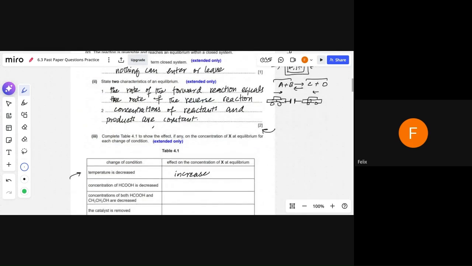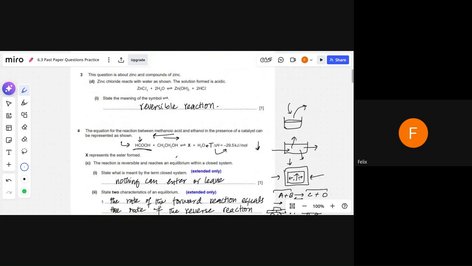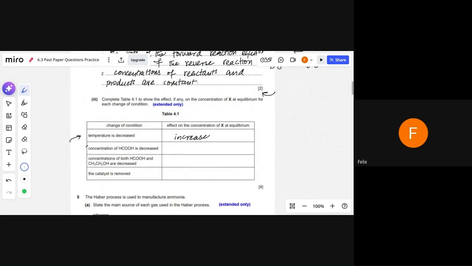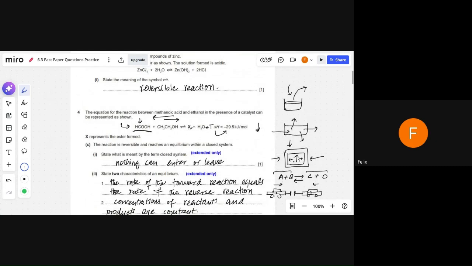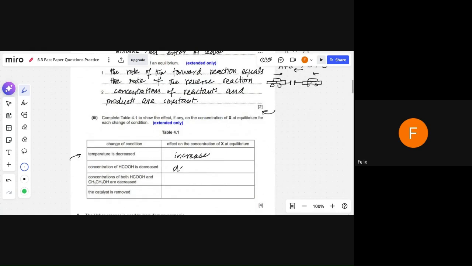So again, the reaction is shifting towards the left, because we are decreasing concentration. Since the reaction is moving towards the left side, the reactants' concentration will increase and the product's concentration will decrease. So X will decrease. I'm going to write here, decrease. I hope this is clear.